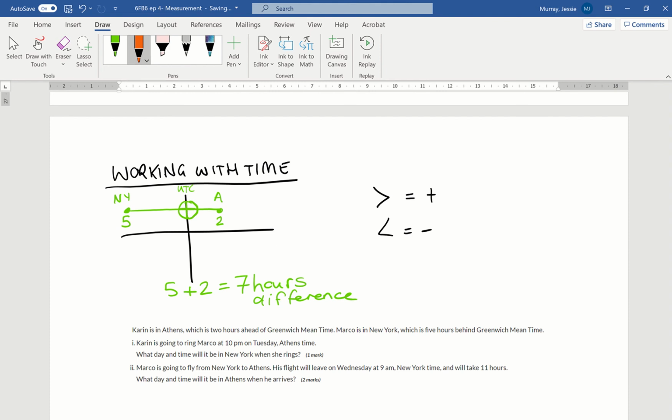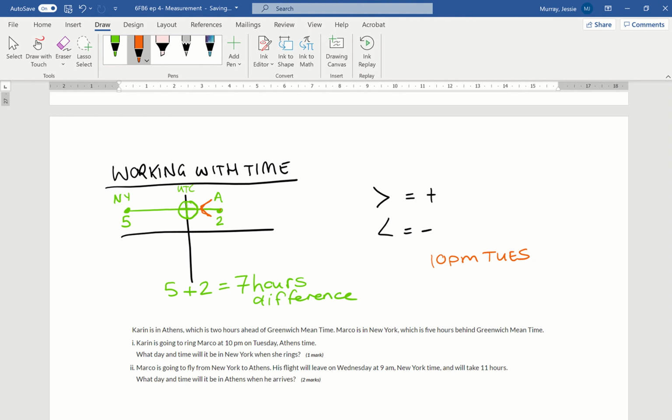I'm going to say, all right, 10 p.m. Tuesday. I'm going to write 10 p.m. and Tuesday. Make sure you write the day because you can forget the day and you won't get the mark. And that's Athens time. So I need to go from Athens time to New York time. This is where this second little weird arrow thing comes in. I've put my arrow on here of what direction I'm traveling. I'm given Athens time. I need to travel this way to get to New York time.